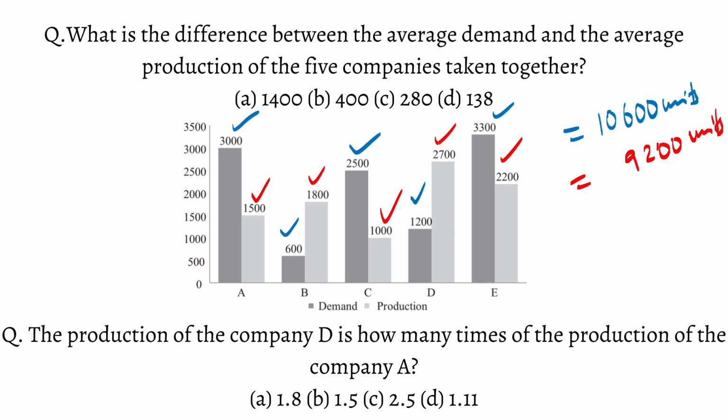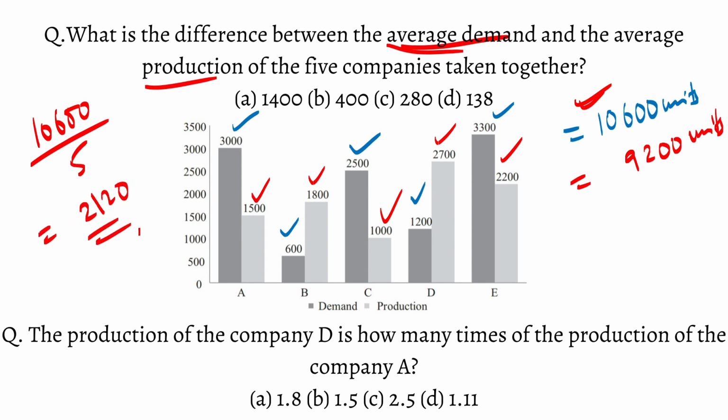Now we are asked to find out the difference between average demand and average production, not the difference between the actual demand and production. So we must calculate, we know the total demand of all the companies, but we must calculate the average demand of this. How can we calculate the average demand? We have total demand by total number of companies, that are 5. So this will be 2120. This is the average demand of the 5 companies.